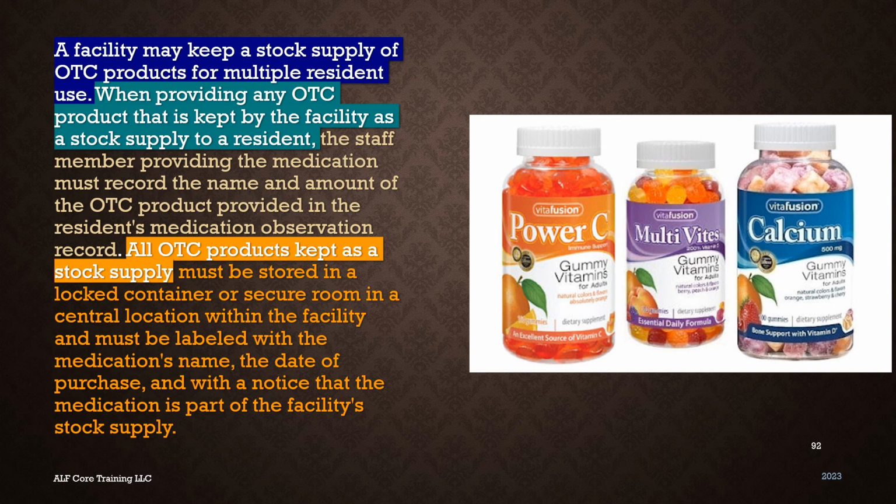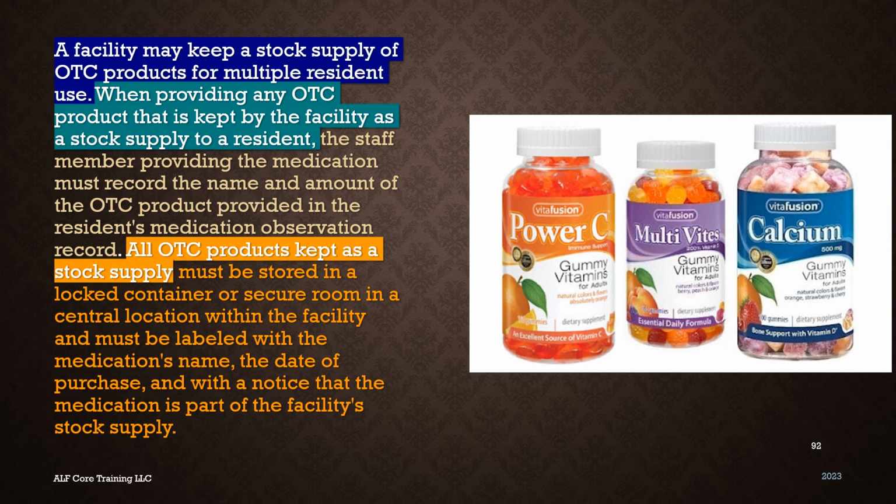A facility may keep a stock supply of OTC products for multiple residents. When providing any OTC product that is kept by the facility as stock supply to a resident, the staff member providing the medication must record the name and amount of the OTC product provided in the resident's medication observation record.